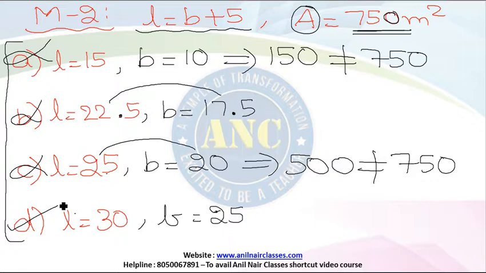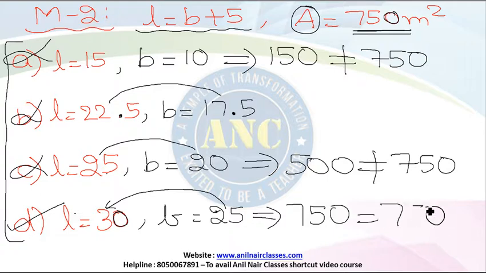Sir, I want to cross check it. I want to verify. Check it out. So 25 into 3 is 75 followed by 10. So 750 is equal to 750. That should be the correct answer.